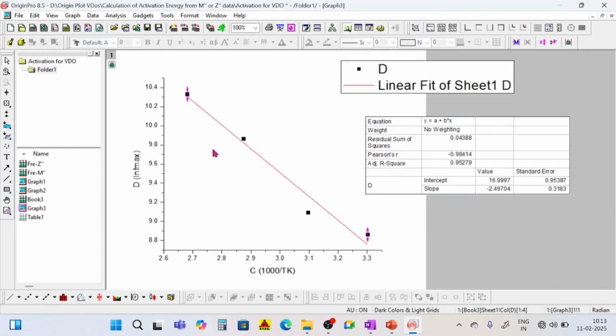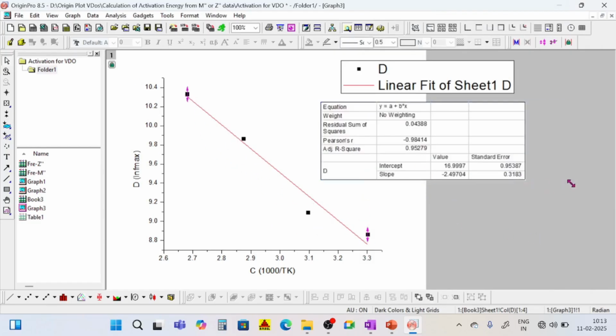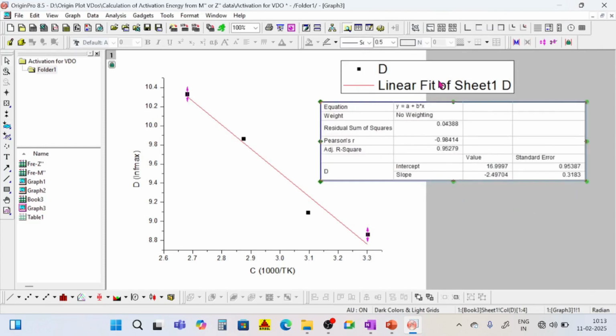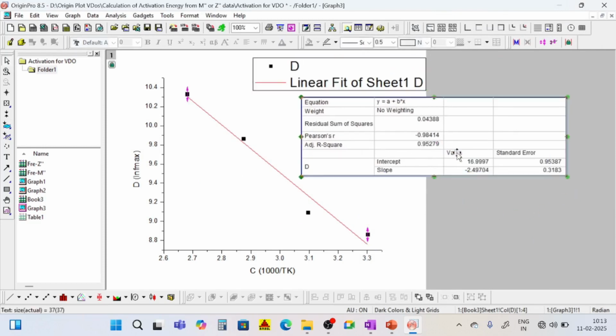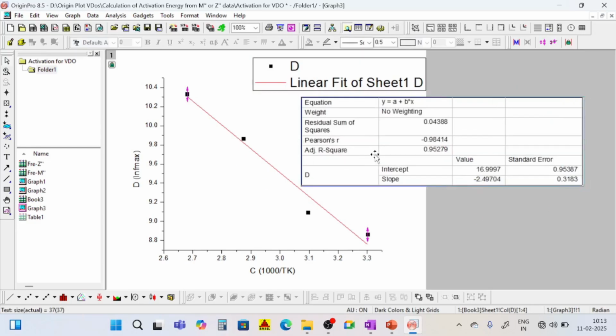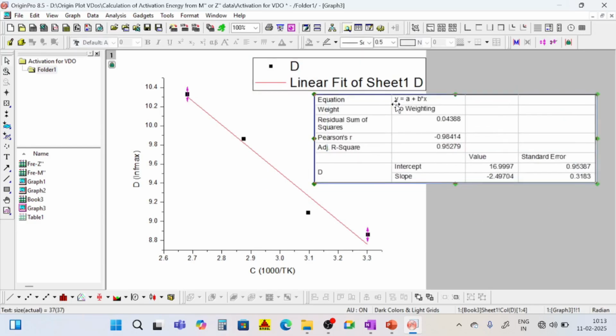See, Origin automatically fitted this data as a linear fit, and it will provide a calculated value to you. This is the calculated value. So this is the general equation, y equal to a plus bx. A is the constant, we should not bother about that. We should bother about the b value. B is the slope, already written.